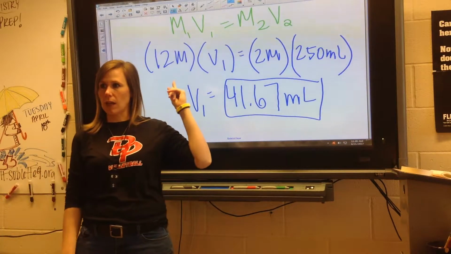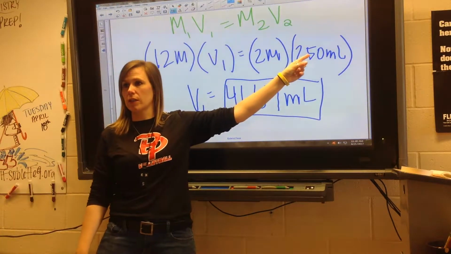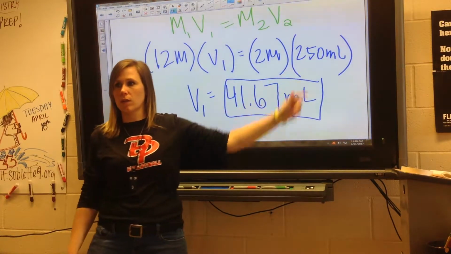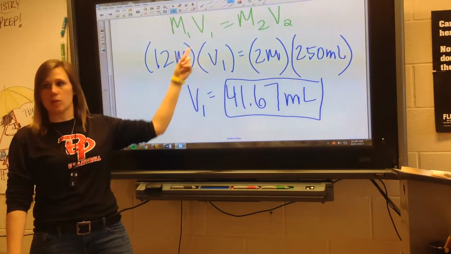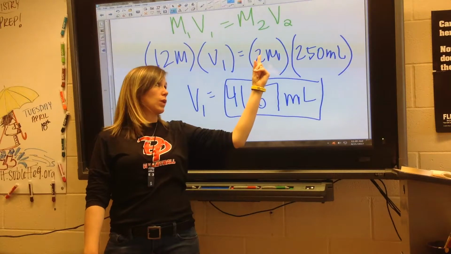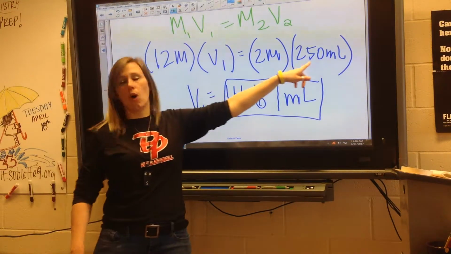molar solution. Okay? Then I would fill up with water until I hit 250 milliliters. So I'd have to add water to it to dilute it. But I would start with originally this much of my acid. Fill up to 250 milliliters. That 250 milliliters will have a concentration of 2 molar. So this is your overall total solution.